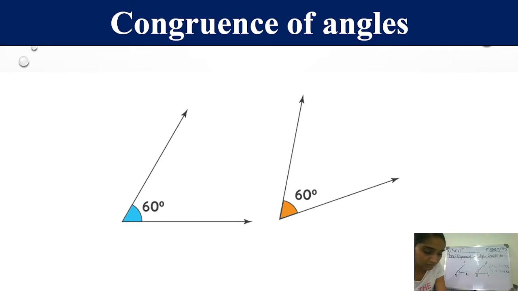You must be wondering that because these two angles are coming out to be equal, they will be exactly congruent to each other. Very good. So here, since this is 60 degrees and this is also 60 degrees, the measure of the two angles is coming out the same, 60 degrees. So they will superimpose each other, and we can say that these two angles are congruent.